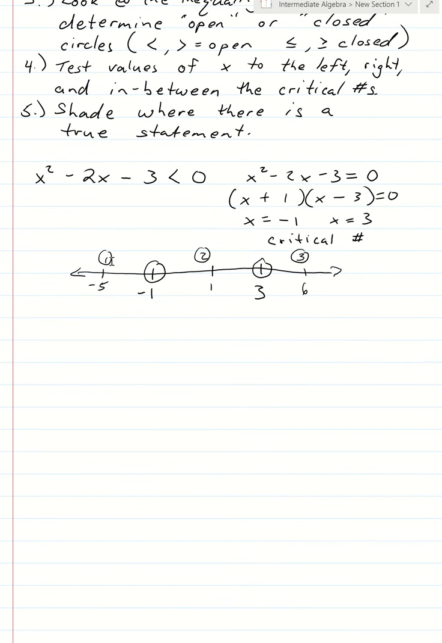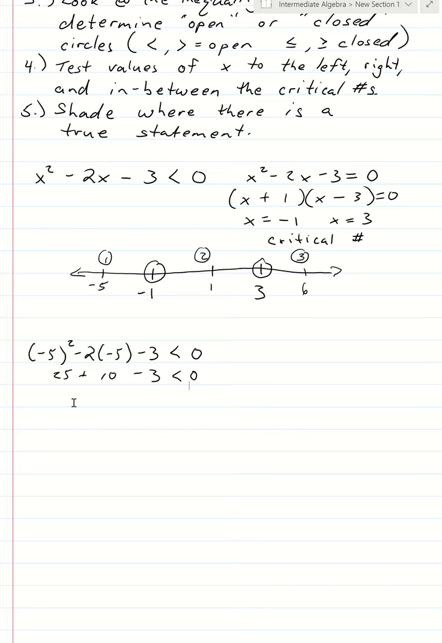As far as region 1 is concerned, I picked the number negative 5. So I'm going to take negative 5 and plug it into the original inequality. So I would have negative 5 squared minus 2 times negative 5 minus 3, is that less than 0? Let's see if that's true or false. When we simplify the left side, that would give us 25 plus 10 minus 3.